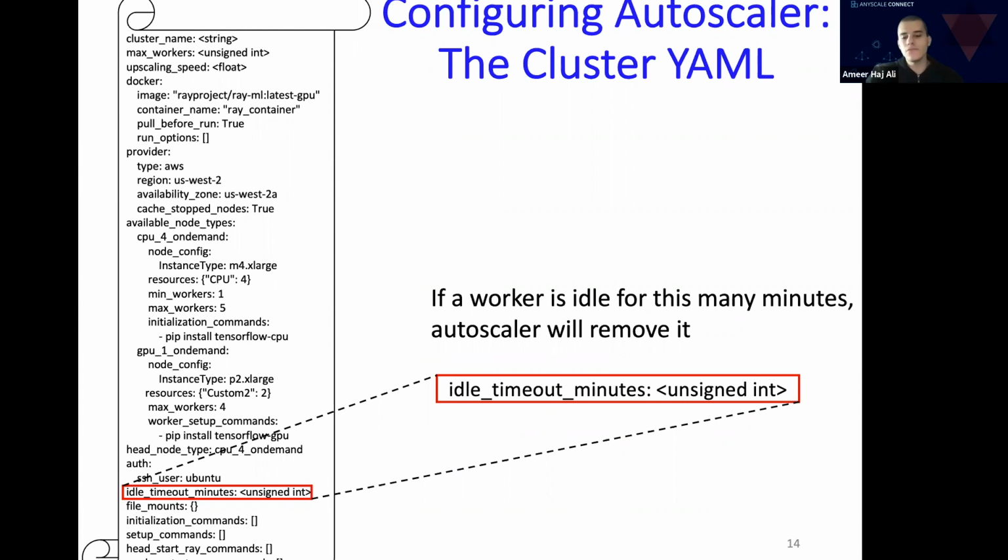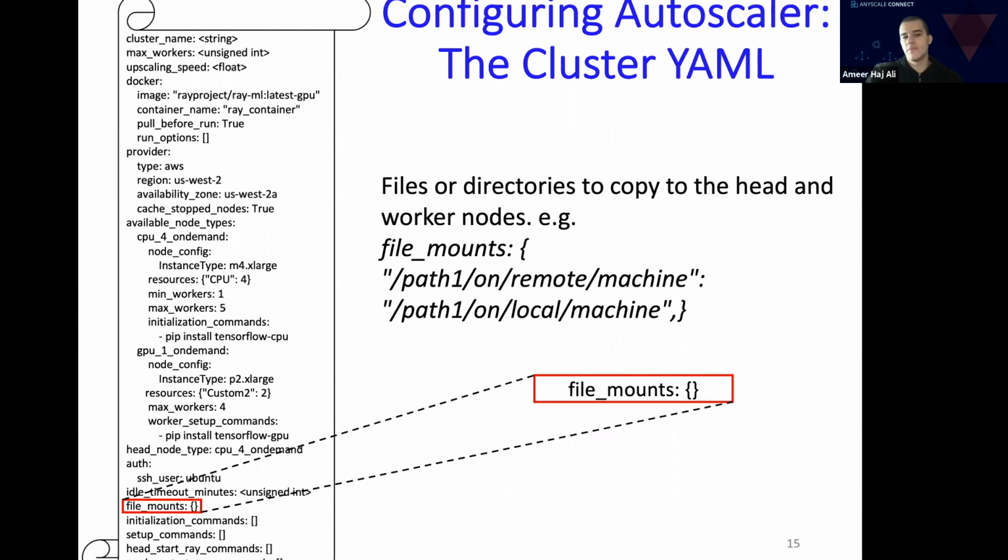terminate it. The file mounts, which is basically a mechanism for you to upload files from your laptop to the head node or the worker nodes. So basically what happens here is that we upload the files to the head node and then from the head node to all the workers. And every time these file mounts are changed, these files get updated. And the way the API works here is you put the key as the remote location and the value as the local path on your machine.